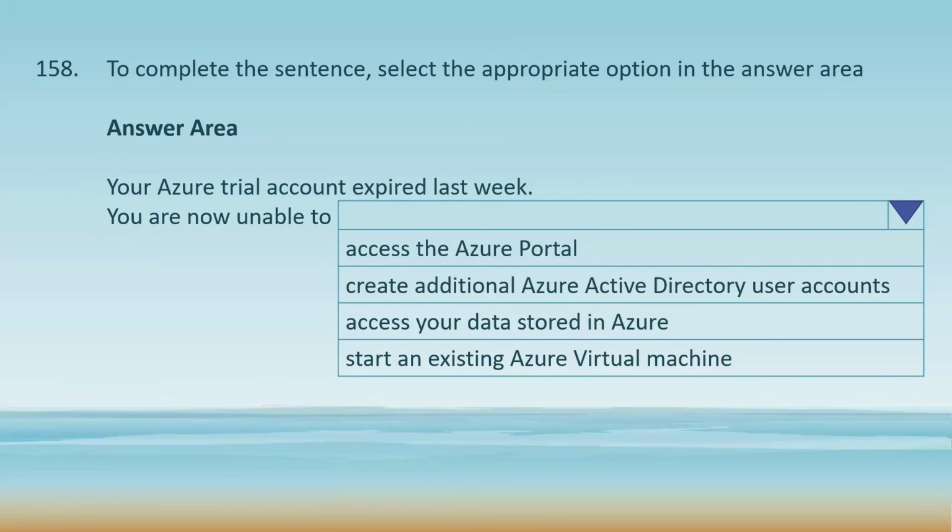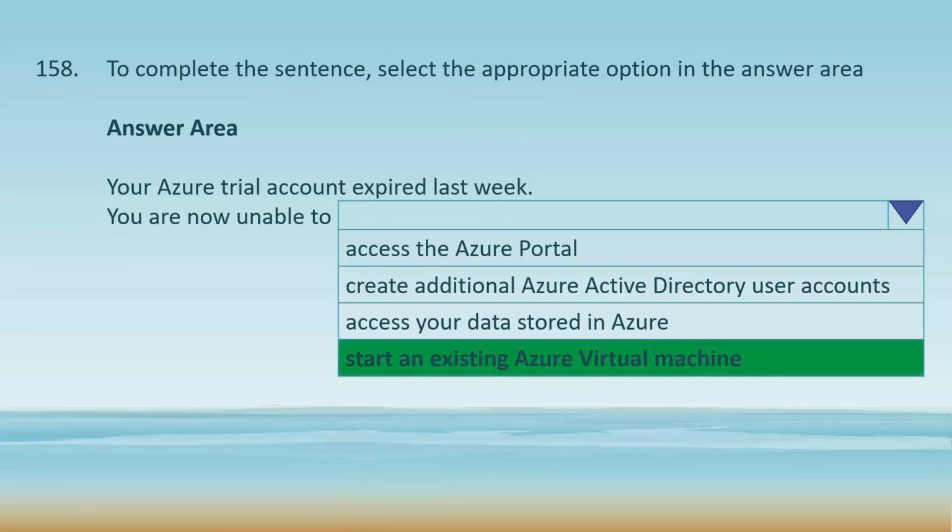Basically, your Azure trial account has expired last week, and you need to determine which of the listed activities you won't be able to perform. And the activities are access the Azure portal, create additional Azure Active Directory user accounts, access your data stored in Azure, start an existing Azure virtual machine. And the correct answer in this case would be start an Azure virtual machine. You won't be able to start an Azure virtual machine if your Azure trial account has expired.